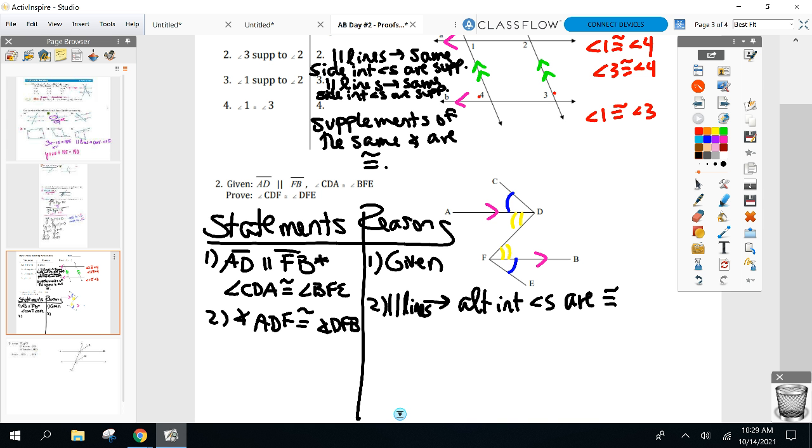Don't I need two equal pairs of quantities to add? Do I have them? Where are they? One is in the givens. And where's the other one? The alternate interiors. Good. Everyone, we got two pair. Let's add them together. Good job, Stella. Angle CDA added to angle ADF equals angle BFE added to angle DFB. Addition.